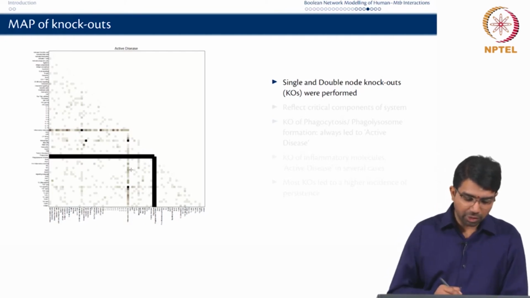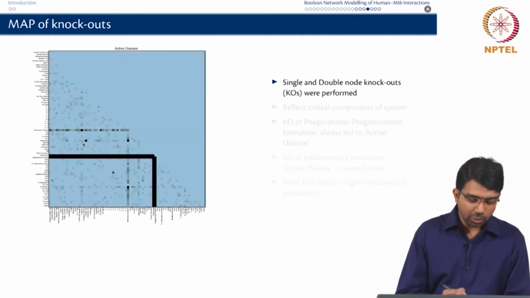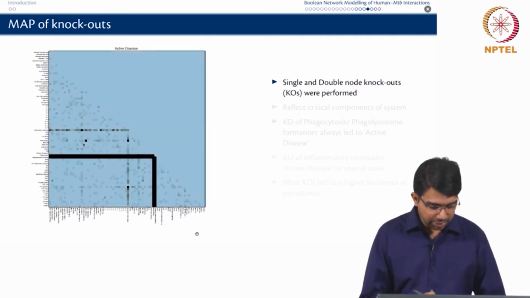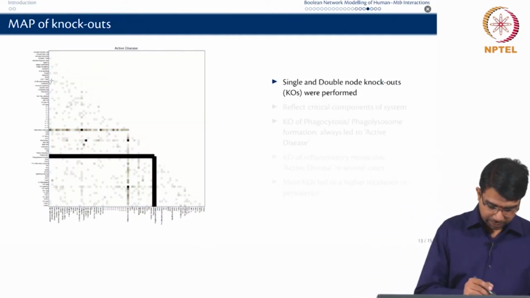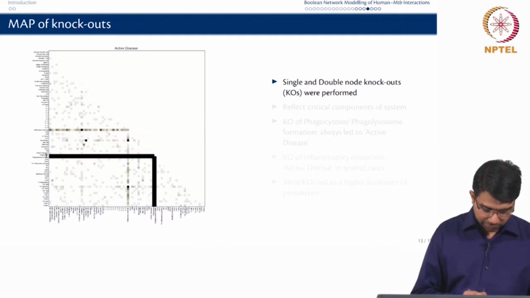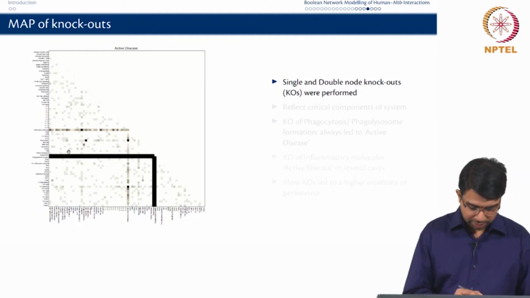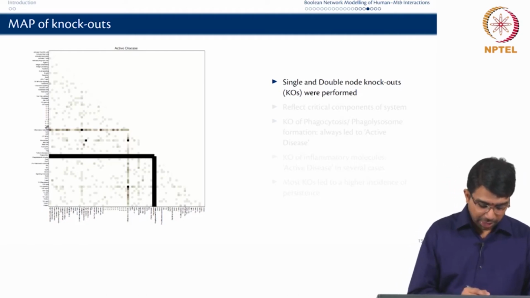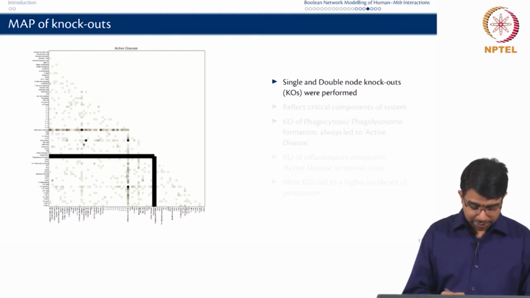So, this is a map of knockouts, which shows what fraction of simulations resulted in active disease. If I knocked out phagolysosome formation or phagocytosis, it always resulted in disease. You see a completely dark band there. And if inflammatory molecules are not present in the human body, it means your defense is too weak. So, in a lot of cases it was leading to active disease.